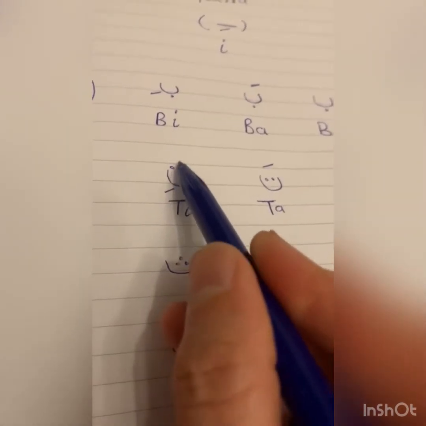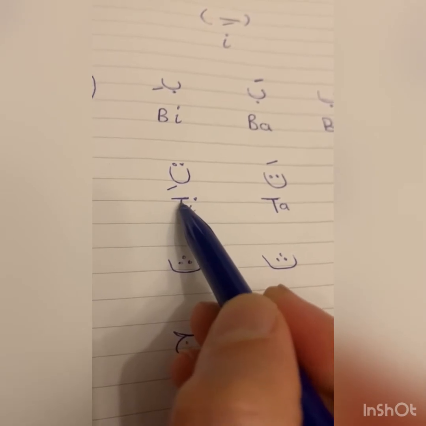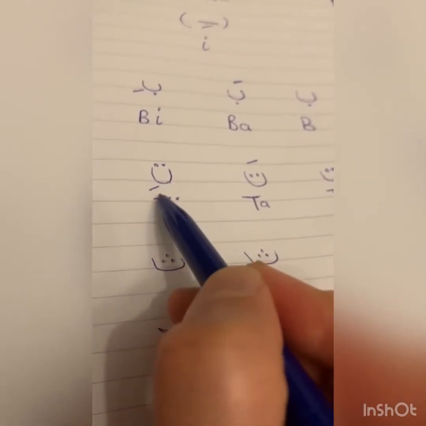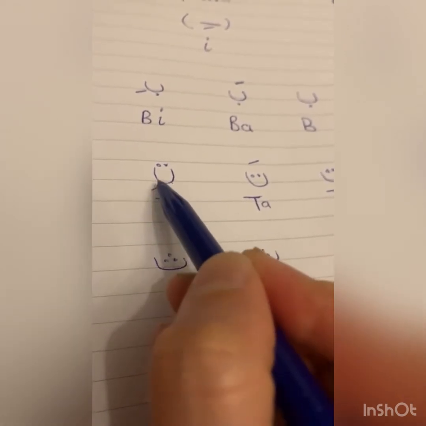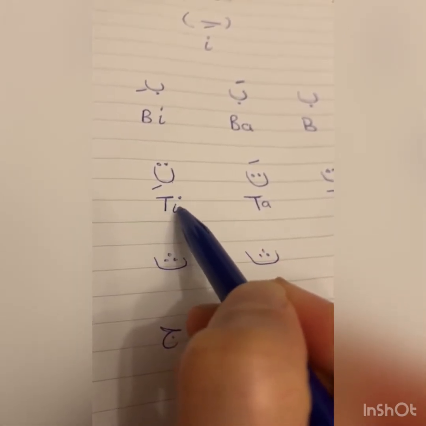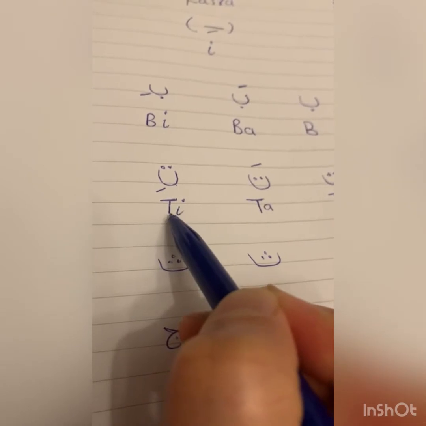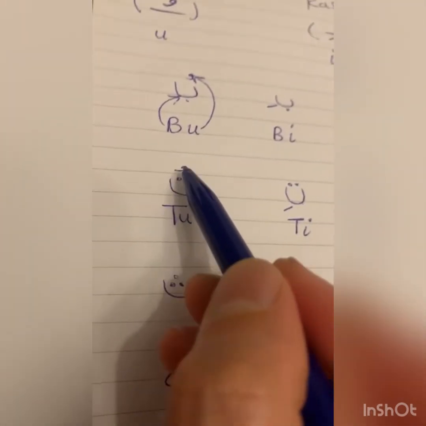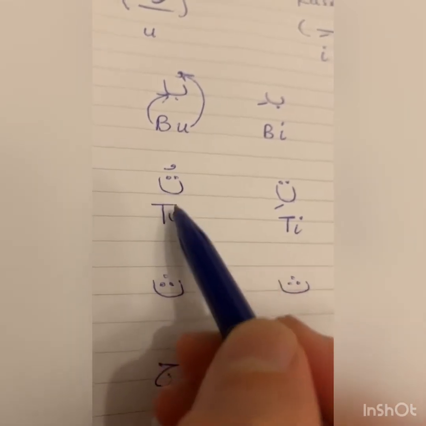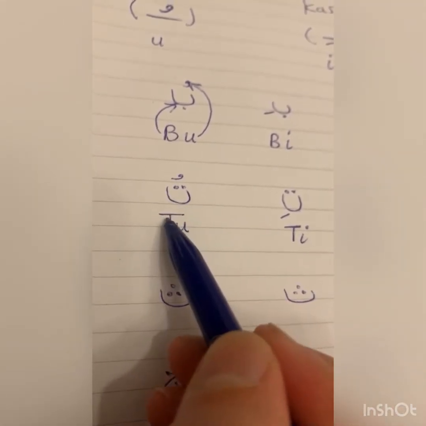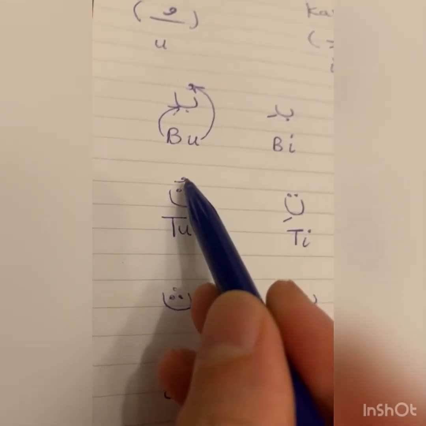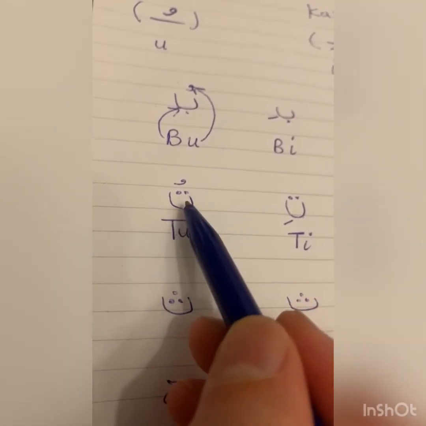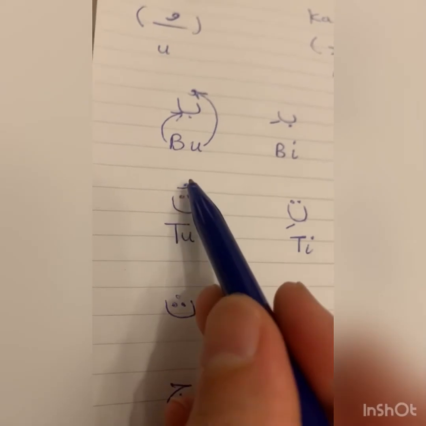In here, because ta comes with kasra, the sound changes from t to ti. Why? Because ta by itself has the sound of t, and kasra has the sound e, so together it is going to be ti. And here we have dhamma coming over the Arabic letter ta. The sound of ta by itself is t, and the sound of dhamma is u, so together it is going to be tu. So how do you read it? Ta, dhamma, tu.